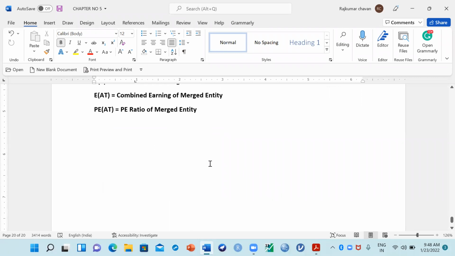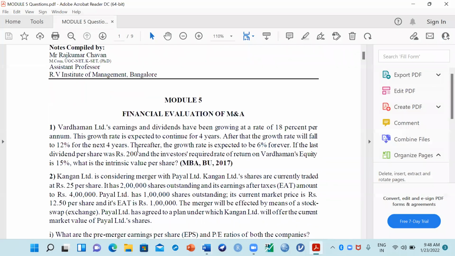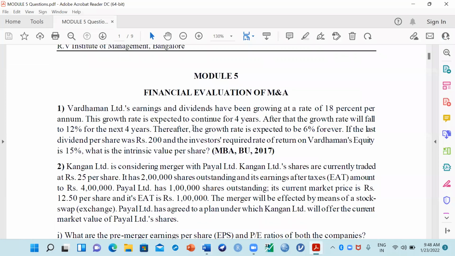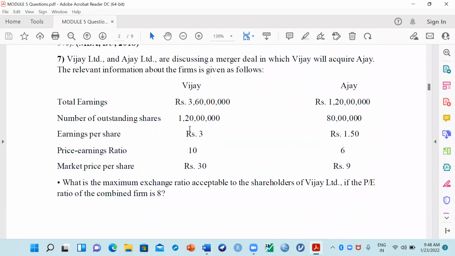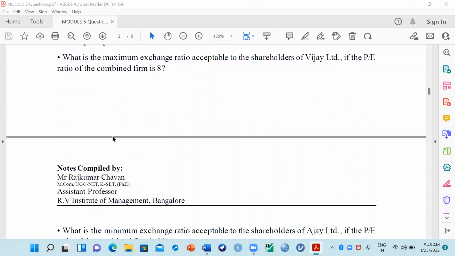So let us start with one question based on this particular formula, how it has to be solved. Can you see the question? Everyone, is it visible? So now question number 7, we'll discuss on what we just now discussed, a few formulas, and based on that we'll solve this problem.